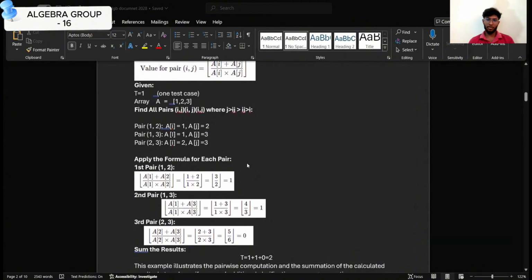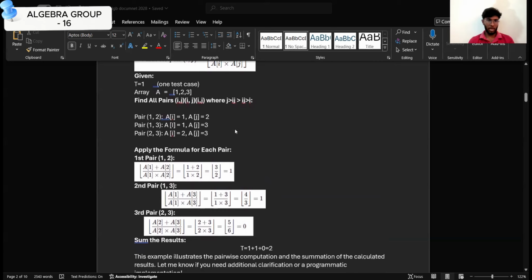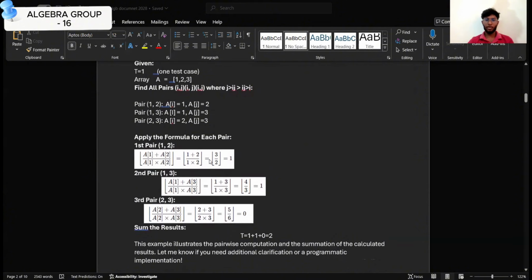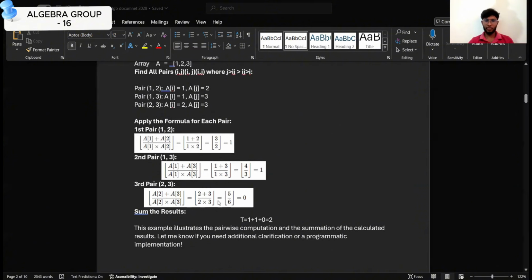The first step is to find all pairs. As you can see, that is how we find the pairs. Step 2 is to apply the formula for each pair. For the example, we apply it to the first pair in this, and the second pair is this, and the third pair is this.